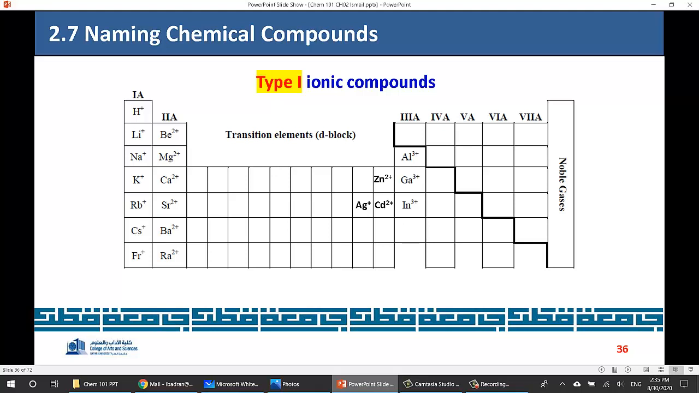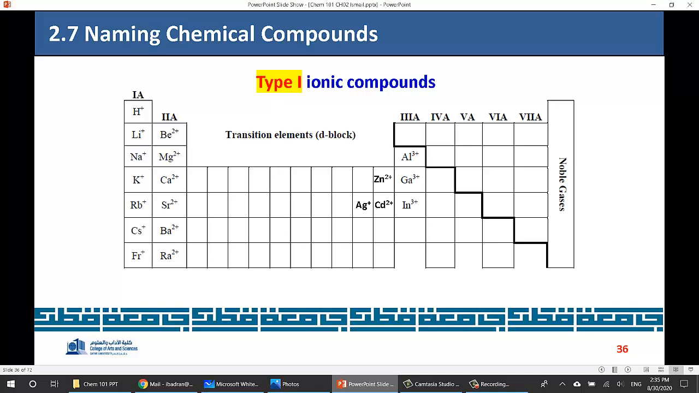So group 1 they always make +1. Group 2 they always make +2. Aluminum and gallium and indium, they always make +3. The zinc as well, and the cadmium is known only to make 2+ ions, and that's why we combine them with the type 1. And Ag+, there is nothing else but Ag+. Silver does only make 1 ion.